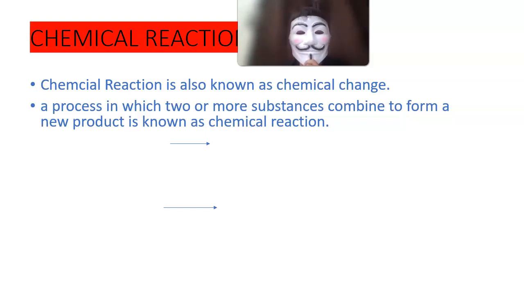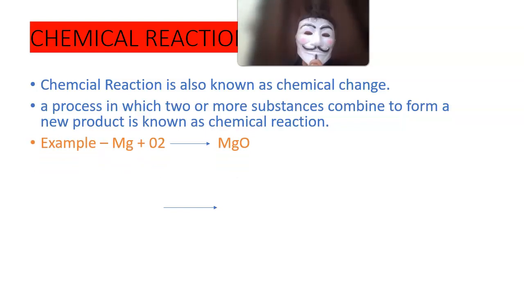Okay, a process in which two or more substances combine to form a new product is known as a chemical reaction. It's easy to memorize. You can see magnesium plus oxygen is equal to magnesium oxide. Now here there is a new topic you will learn. I just gave you some hints before and now I'm going to tell you. If you see this magnesium and this oxygen, these are called reactants and they are always written on the left hand side. And this magnesium oxide is called the product and it is always written on the right hand side.